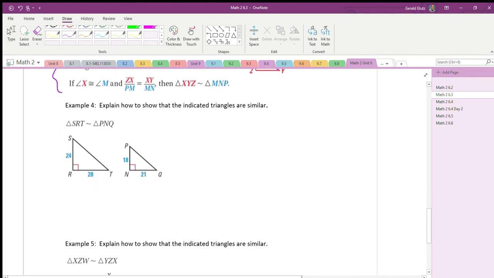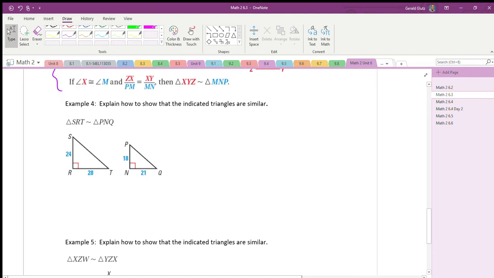So example 4, explain how to show the indicated triangles are similar. So right away I can tell, obviously these two angles are congruent, so angle R and angle N are congruent because they're both 90 degrees. So let's take a look at those sides. SR and PN are corresponding, so PN and SR should be proportional. PN is 18, SR is 24. If I reduce that fraction, I know that 6 goes into both of these numbers. 6 goes into 18 3 times, 6 goes into 24 4 times.